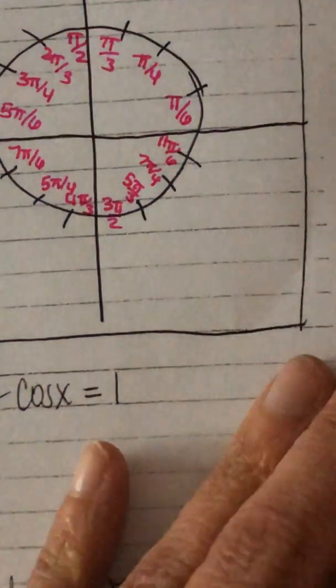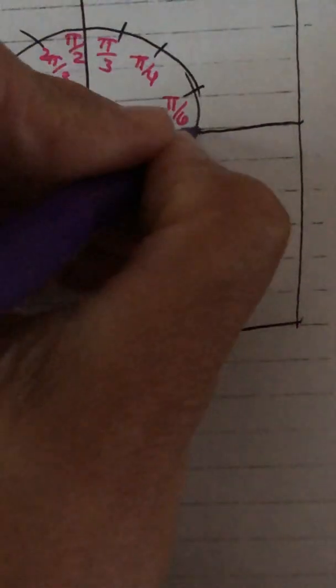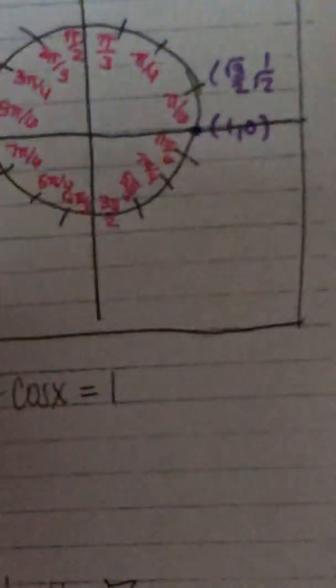Okay, so we have coordinates 1, 0. Square root of 3 over 2, 1/2.